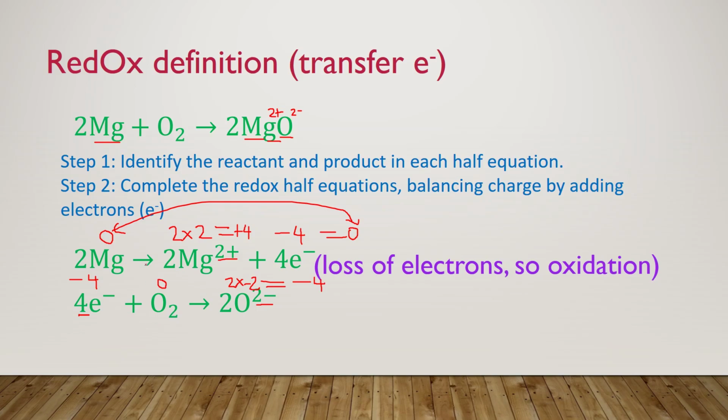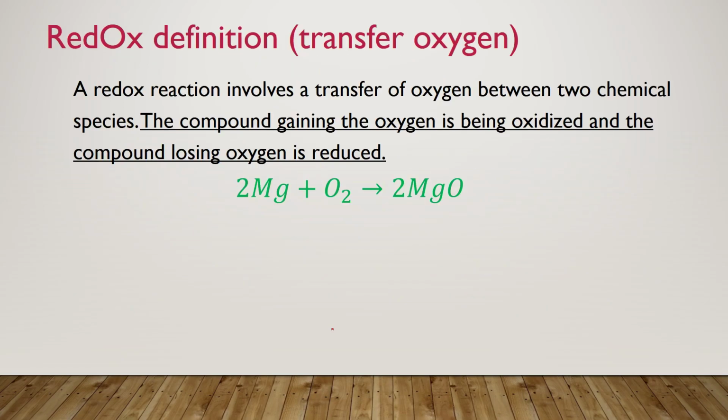So the half reaction losing electrons, on our right hand side, our product side, will always be our oxidation half reaction, and the electrons on our left hand side will be the reduction half reaction.